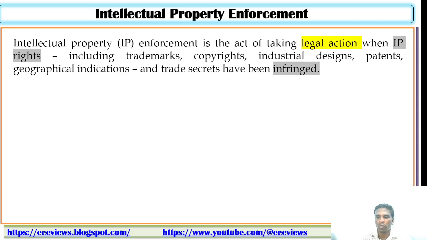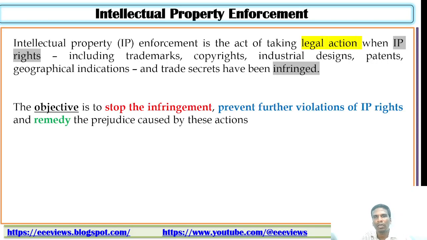So the main objective is to stop the infringement, to prevent further infringement from happening, and then to get the remedies. If anyone is infringed, how can we get the remedies? This is the main objective of enforcement.